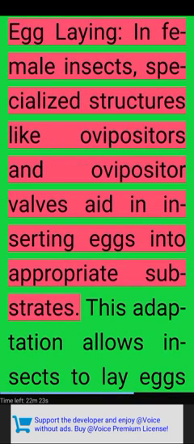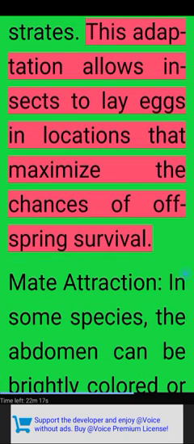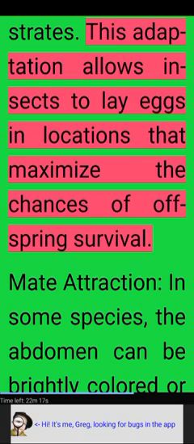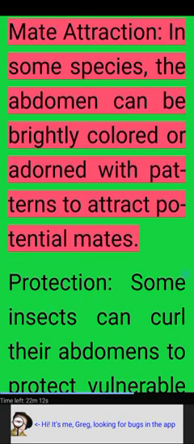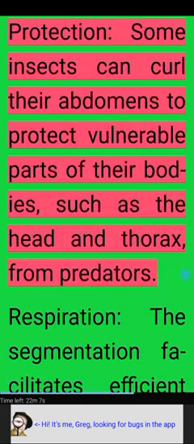Egg laying. In female insects, specialized structures like ovipositors and ovipositor valves aid in inserting eggs into appropriate substrates. This adaptation allows insects to lay eggs in locations that maximize the chances of offspring survival. Mate attraction. In some species, the abdomen can be brightly colored or adorned with patterns to attract potential mates.